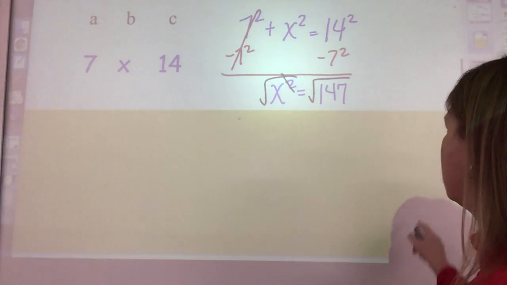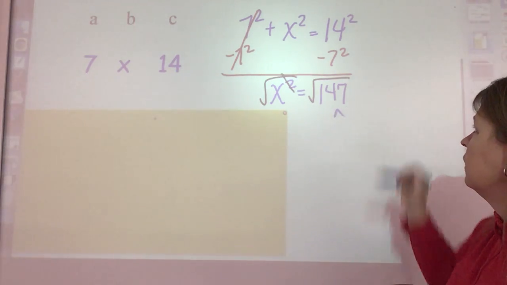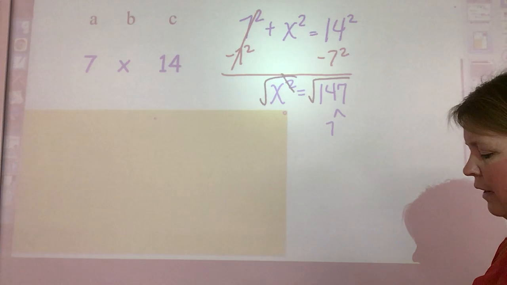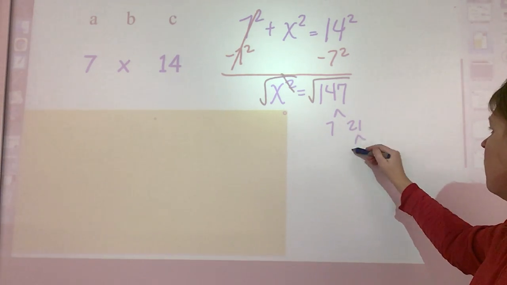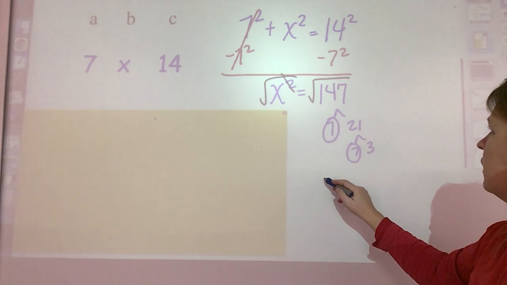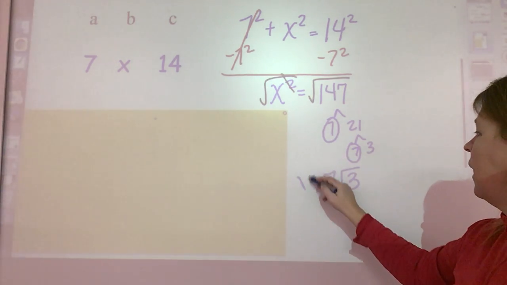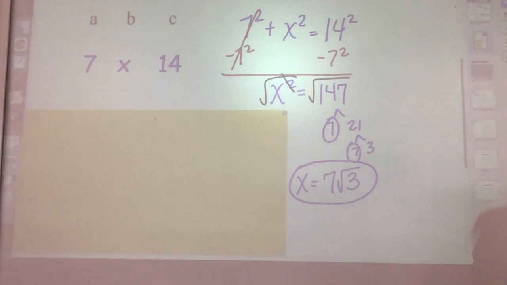So what we have to do instead is simplify our radical. 147, I think 7 goes into 147, and it does 21 times. 21 can break down into 7 and 3. I have a pair of 7s, which means my b, my x, is 7 square root of 3. Once you know how to break radicals down, you're going to be expected to always break down radicals.